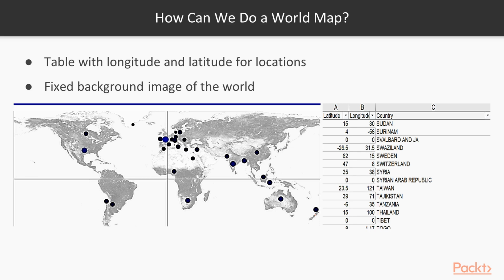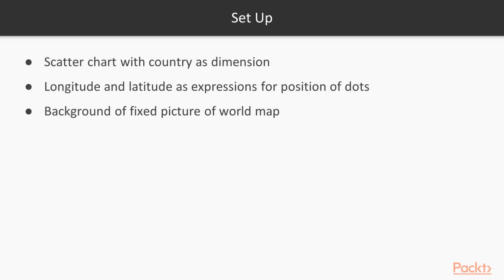Well, we need a table with longitude and latitude for the locations we'd like to map. And in this one, we're going to have a fixed background image of the world. And then we'll plot each of the countries on that map. So the setup: it's a scatter chart we use with country as dimension. And then we have the longitude and latitude as expressions for the position of the dots. And the background is a fixed picture of the world. So let's give it a go.